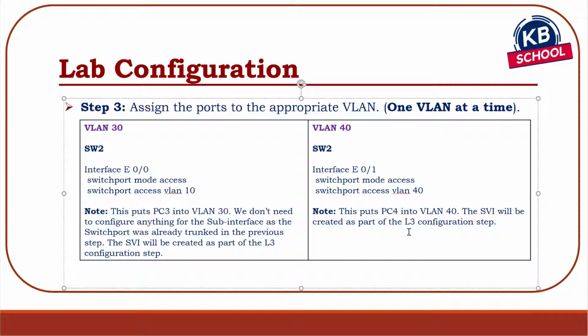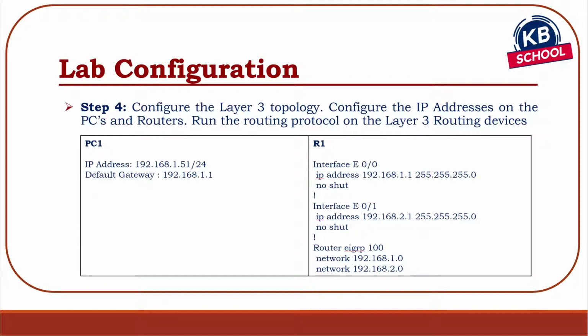One VLAN at a time, take a look at the ports, look at what ports on the switch they're connected to, assign those switch ports to the appropriate VLAN. If it's a sub interface on the device, the corresponding switch port is a trunk. That's all you got to remember. All right. With that in mind, the fourth step, configure the layer 3 topology, the IP address of your PC. Let me show you that.